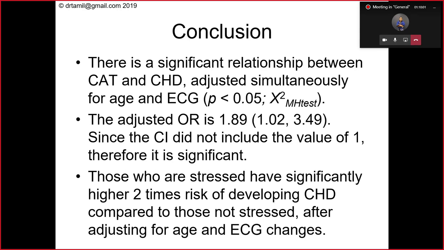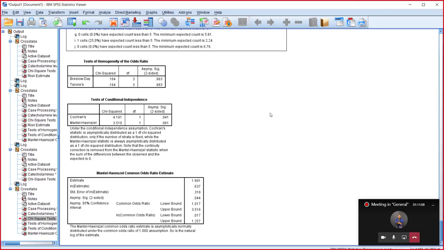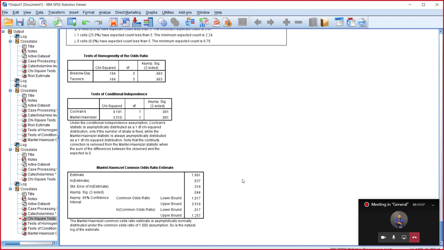So that is the Cochran-Mantel-Haenszel chi-square test and the Cochran-Mantel-Haenszel odds ratio. Please take note, where do we get the odds ratio? Just now, remember, I told you, you have to adjust for the new odds ratio. The new common odds ratio is this one. The table is the Mantel-Haenszel common odds ratio estimate. The value is 1.891. The CI is 1.017 and 3.516.